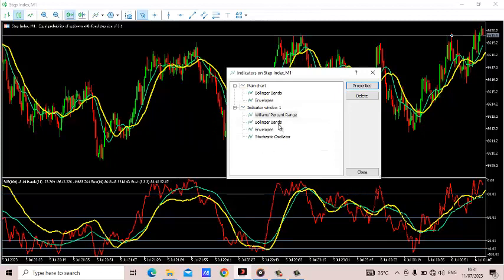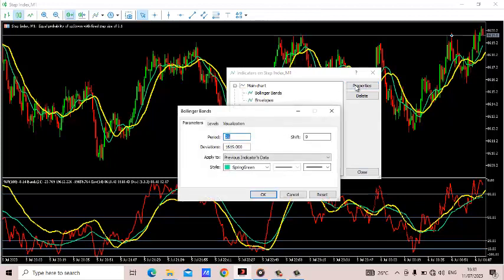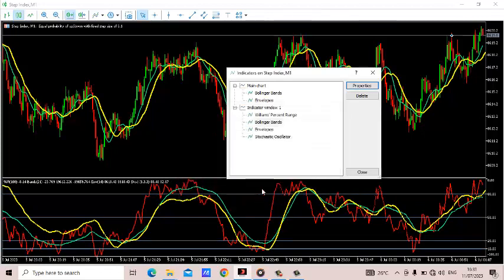Then also inside your stochastic, you have Bollinger Band. The period is 21, shift is 0. The deviation is 1619.000. This time around, apply to previous indicator's data. Remember, it's previous indicator's data. Choose green. My color is green. You can choose the same color if you want, or a different color if you prefer.